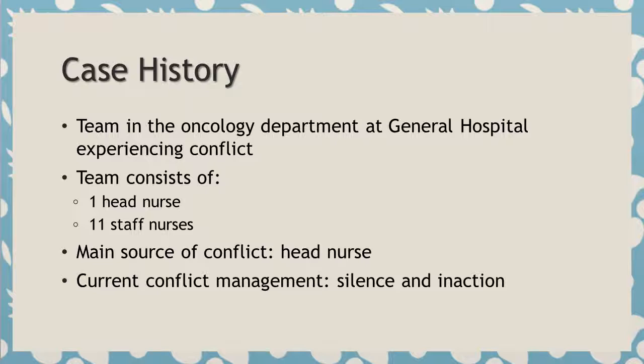So the case study is about a team in the oncology department at General Hospital, and the main source of conflict is the head nurse, and it seems that the head nurse has excess use of authority and power. And the way that the staff is currently managing this conflict is through silence and inaction out of fear of losing their job or creating more conflict.